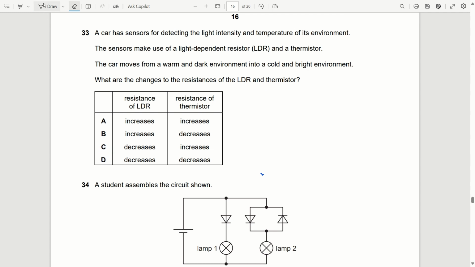In case of LDR, it is a light dependent resistor. So with a bright environment, more light intensity will be there, so its resistance will decrease. For LDR, resistance will decrease, and for thermistor in cold, its resistance will increase. So option C is the correct.